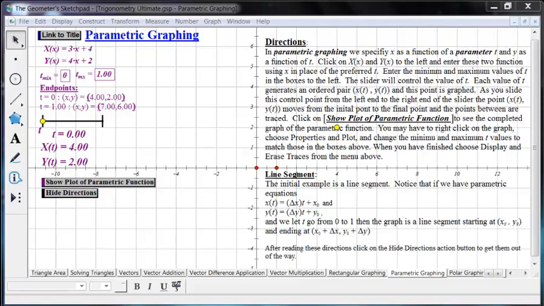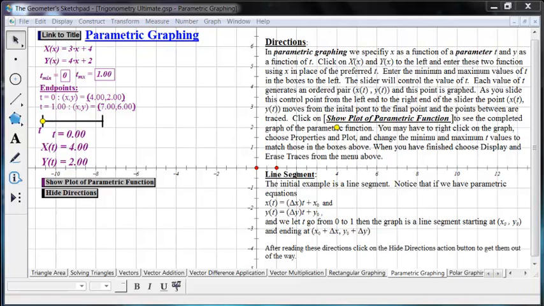We're going to be looking at parametric graphing today. So in parametric graphing, what we do is we specify x and y both as functions of a third variable, a parameter we'll use t for that. And we specify some domain for t, and as t varies within that domain, every t value produces an x and a y coordinate.